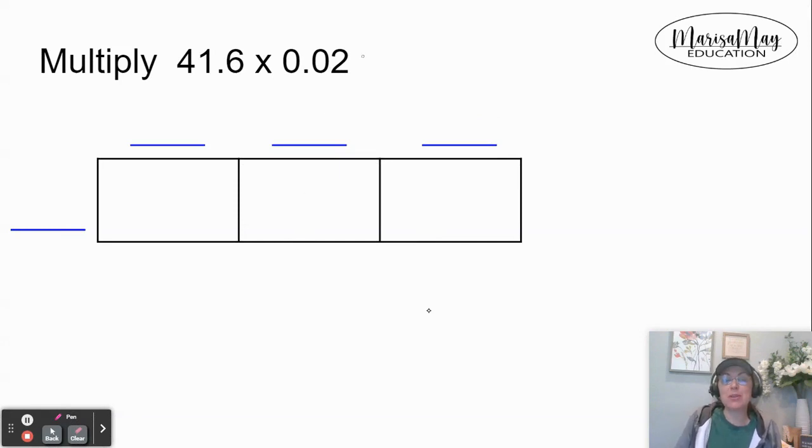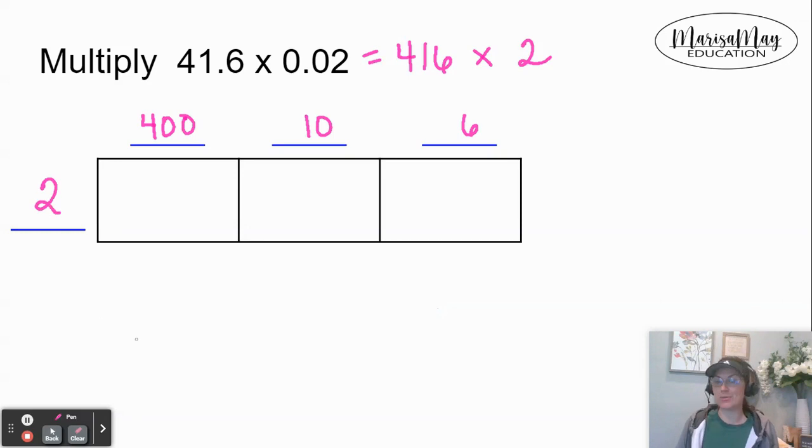Now, I want you to think of multiplying this without the decimals first. Okay, so I'm just going to take the decimals off. We'll deal with them at the end. And I'm going to take the 416 and write it across the top in its expanded form. So 416 really means 400, 10, and a 6. And we're going to multiply that by the 2 on the outside.